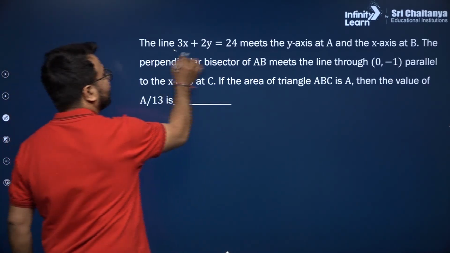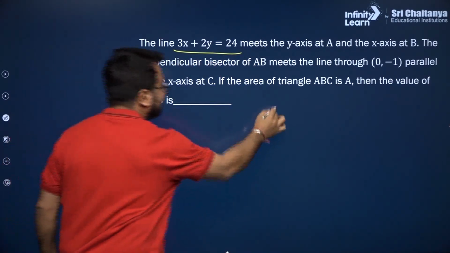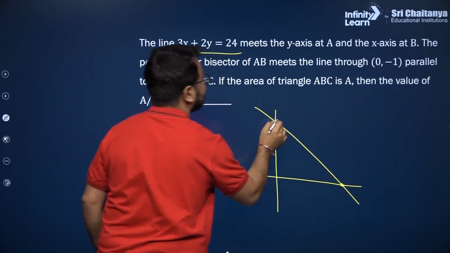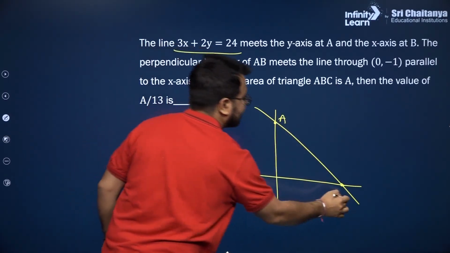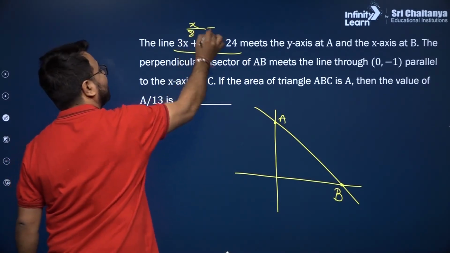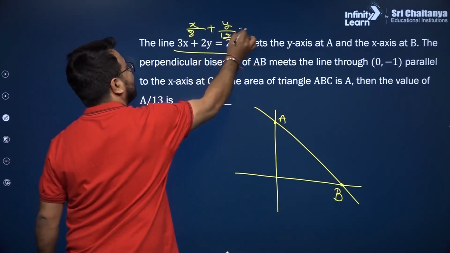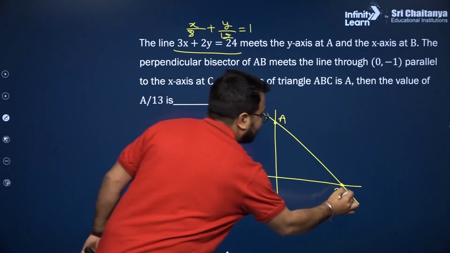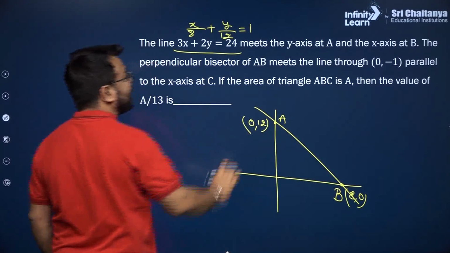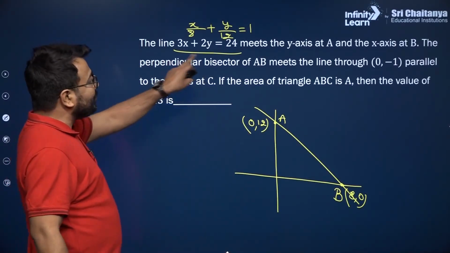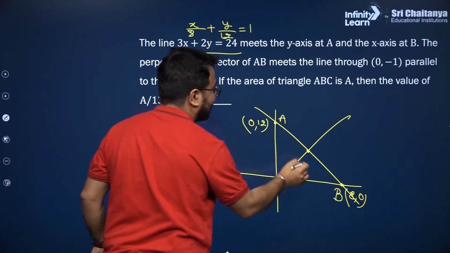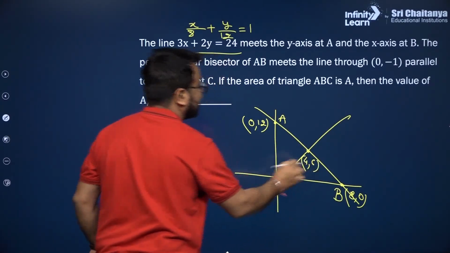So there is a line which is meeting the x-axis and y-axis at two different points, meeting the y-axis at the point A and meeting the x-axis at the point B. So if I try to write the intercept form of it, it will be x upon 8, then y upon 12 is equals to 1. So this point will be 8, 0 and this point will be 0, 12. Now what they have told us, the perpendicular bisector of AB, there will be a line which is bisecting this AB. So the midpoint of it will be 4 and it will be 6.